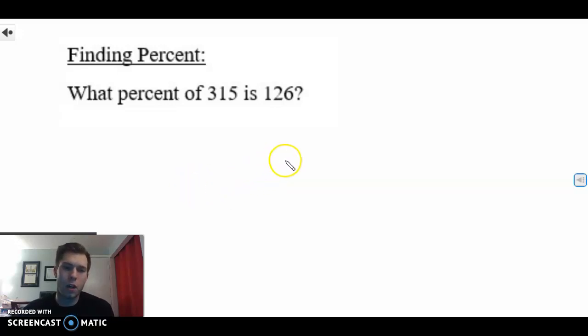Okay. Once again, in this case, because we're going to get some nasty numbers here, I recommend using the equation. So let's use our equation, A equals PB. Okay. So we want to know what percent of 315 is 126. Well, recall that A is the part, or the is, and B is the whole, or the of. So if you see of something, that's B. If you see is something, that's going to be the A.